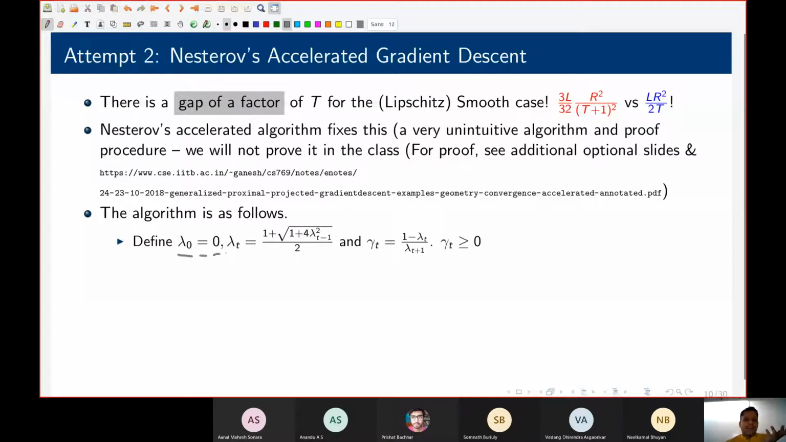Initially, lambda naught is 0. In fact, I think in the code I have lambda naught set to 1. I think there are multiple options. But anyways, here lambda naught is 0, and in this particular instance, lambda t is 1 plus 1. This is an interesting expression, which involves the previous lambda, and this gamma is determined by the lambda. So we compute the lambda t plus 1 and then obtain the gamma. The gamma is always greater than or equal to 0. That is ensured.